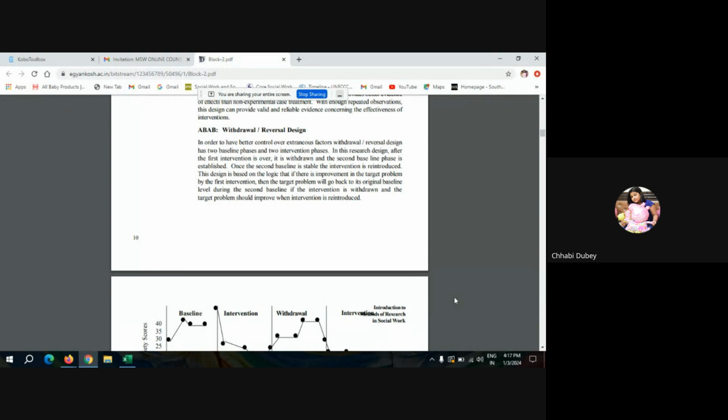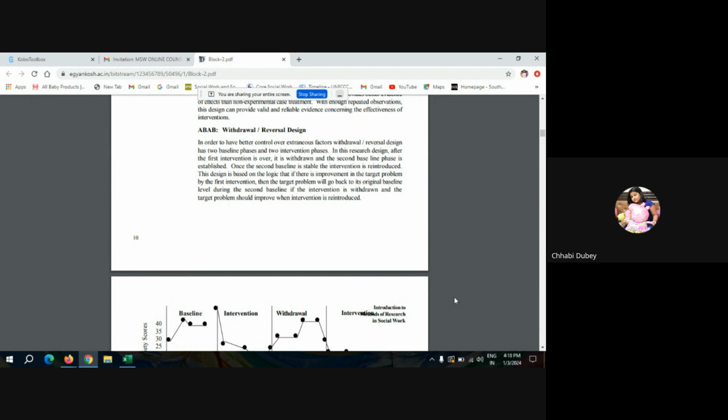Okay, so this means that once the first intervention is over, after we take up the baseline phase and we introduce the intervention, after the first intervention is over, the second baseline phase is established. So we again take up the data based on that, and once the second baseline is stable, the second intervention, the intervention that we have planned, is reintroduced.